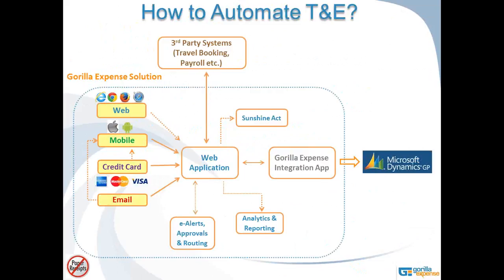And then we also have a new feature that we launched late last year, which is called email, where you can forward an email to a fixed mailbox like receipts@gorillaexpense.com, and the application will create the transaction for you and keep it ready. So we almost call it the forward and forget feature.